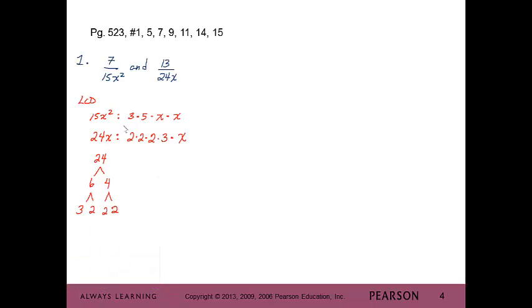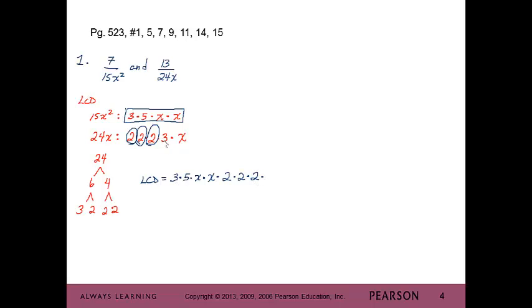Now we're going to start writing our LCD. So the LCD is going to be equal to the factors of the first denominator, so 3 times 5 times x times x. Then you go to the second list and you include any factors not already in the list for the LCD. So 2 isn't there, so let's put it there. And then here's another 2, so we need 2 2's, so go ahead and add another 2. And then add a third 2 because it's in the list for the factors of the second denominator, but it's not part of my LCD yet.